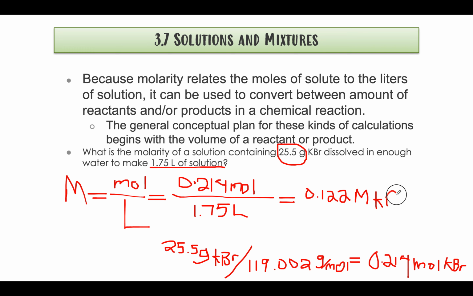And so I'm going to put potassium bromide, and then I'm going to put aqueous, AQ in parentheses. Oops, that should be an A. Erase that. So that should be AQ. Okay. So that is a 0.122 molar potassium bromide solution.